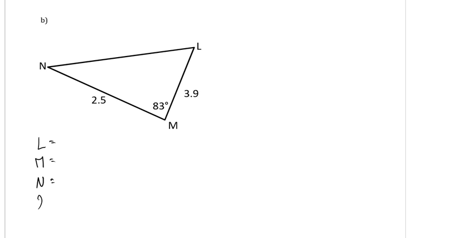Start with my summary. Little l is 2.5 and little n is 3.9.